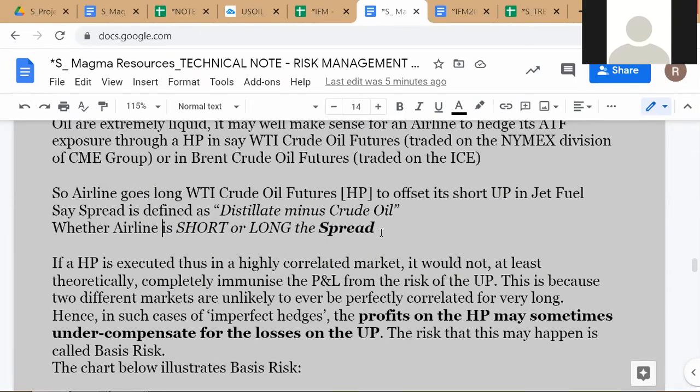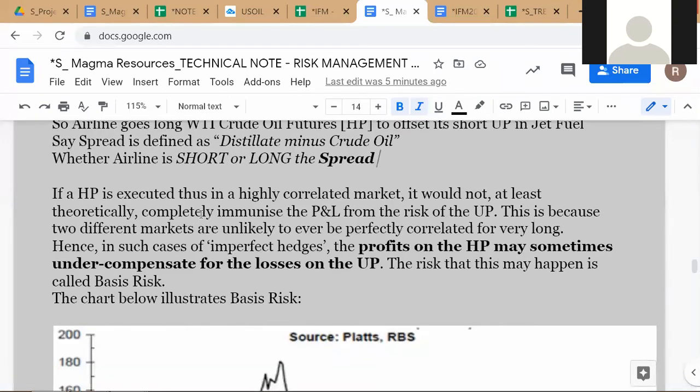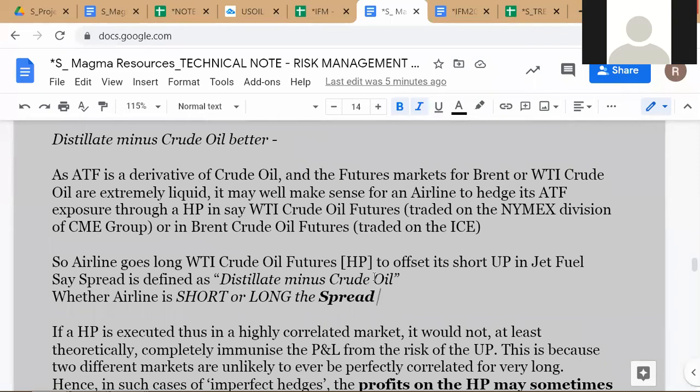Okay, so I spend a lot of time on this very basic stuff, but these are all things that you have to think about as to how you are going to set up your environment. This is really the ontological environment in which you're going to operate. So these are all things that you have to be clear about. And then once you set it up, you should be consistent. Okay. So we say that the airline is short the jet fuel, the distillate minus crude oil spread.